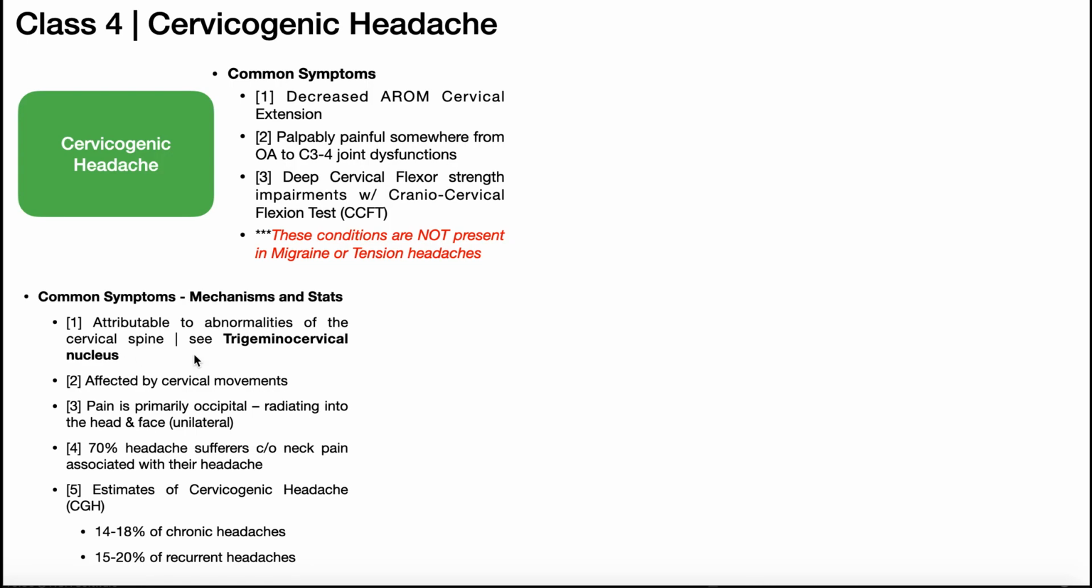That being said, the headache is going to be affected by cervical movements and prolonged posturing, as we've talked about. And in general, the headache is going to be mostly occipital. It's going to be pain in the back of the head, but it can radiate into the top of the head and the face. That will generally be unilateral, but you're looking more for pain in the back of the head. And about 70% of people that suffer from headaches also complain of neck pain that's associated with their headache.